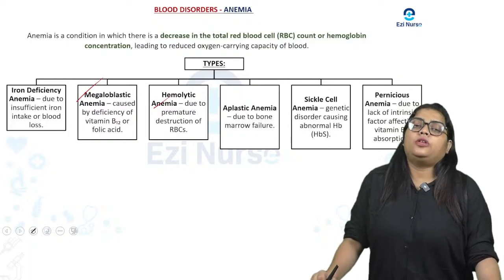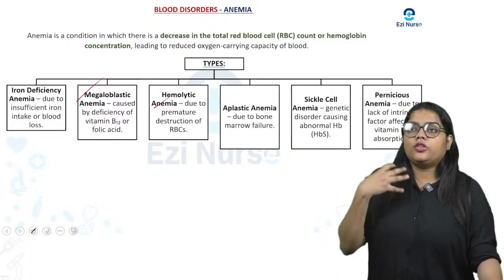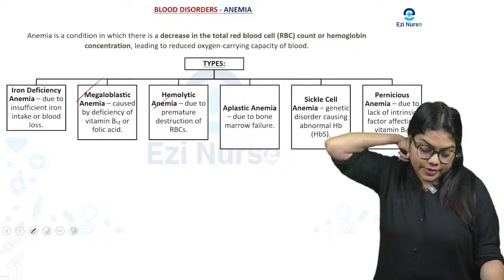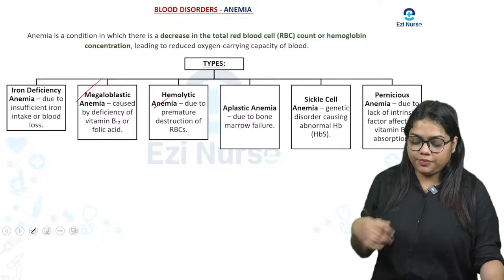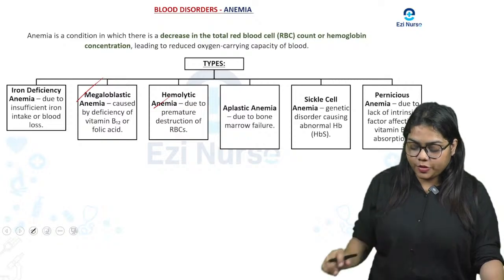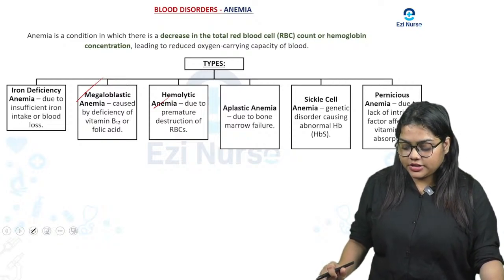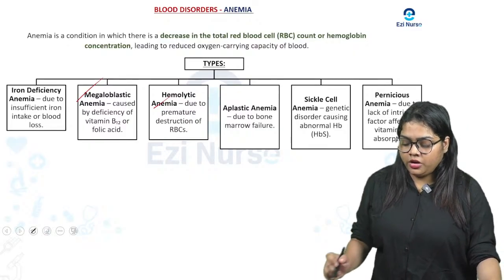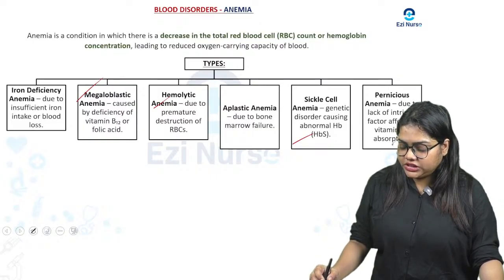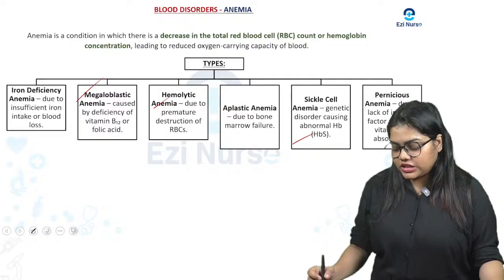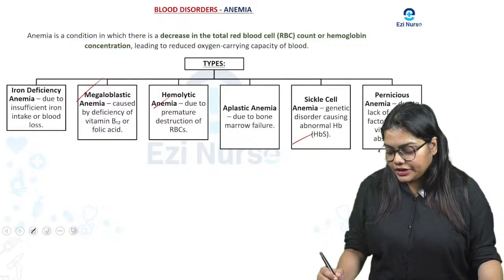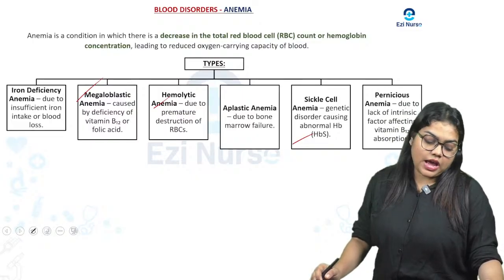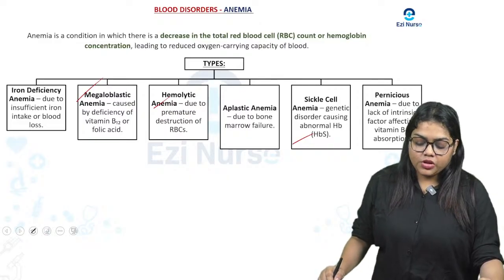So we know our red blood cells, our blood, everything has been produced by our bone marrow. So if the bone marrow is damaged, then in that case the cells will not be produced. So it is due to the bone marrow failure. Next is sickle cell anemia, which is a genetic disorder causing abnormal hemoglobins. Okay, there is pernicious anemia, which is actually due to lack of intrinsic factor, which is affecting vitamin B12 absorption in the blood. Okay, so these are the types.